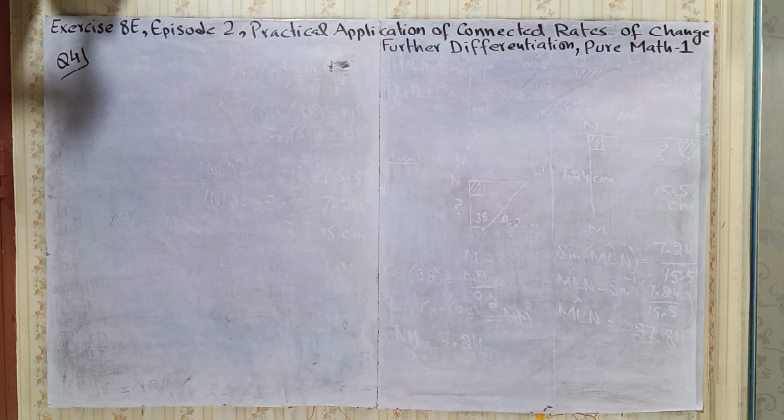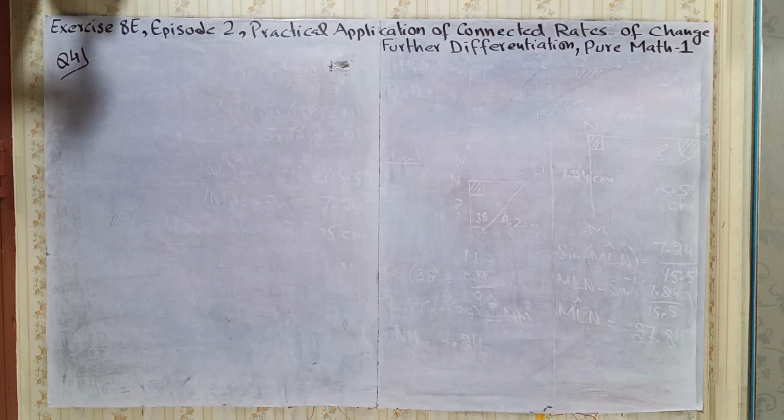Pure Maths 1. We are doing the solution of the course book of Pure Maths 1. This is syllabus content of Paper 1 of the Cambridge International AS and A Levels Mathematics 9709. From the course book of Pure Maths 1, we are working on Exercise 8E. This is our second episode on this exercise. The topic of the exercise is practical application of connected rates of change. The chapter is about further differentiation.